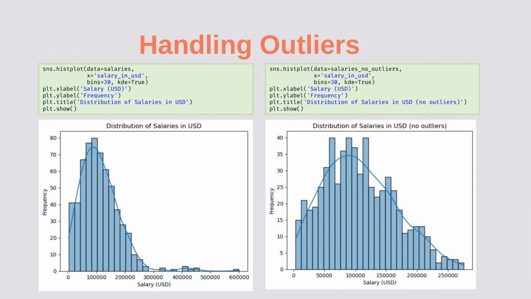To show the impact of removing outliers, let's start by plotting a histogram of the original dataset with the outliers included. The histogram is on the left. We can see that the distribution is right skewed because of high outliers. Now when we plot the no outliers dataset on the right, the salary distribution is less skewed and looks much closer to a normal distribution.